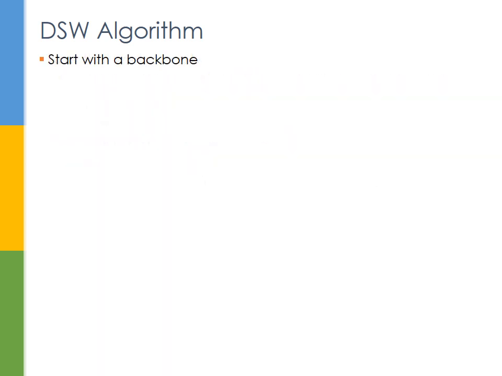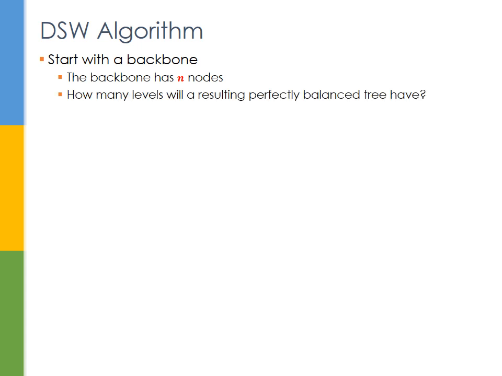Let's now compute some of the values that we require in order to calculate how many left rotations need to be performed on the backbone. So we start off with the backbone, and the first value that we have is n, which is the number of nodes in the backbone. So this is simply equivalent to the total number of nodes in the tree. So now we need to ask the question, how many levels will a resulting perfectly balanced tree have given this value of n?